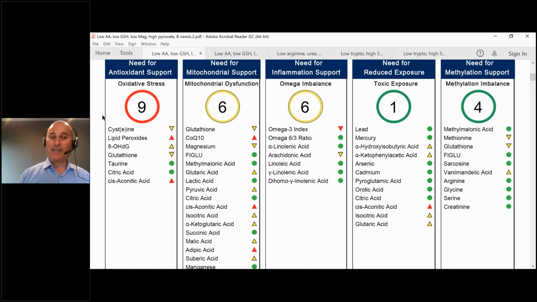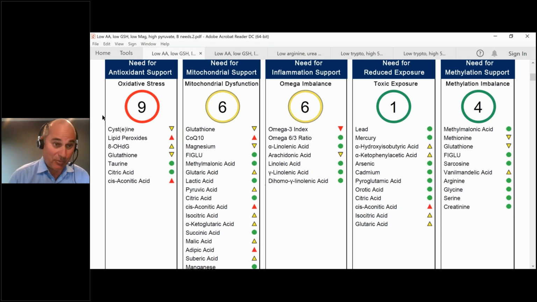saying. Now you're thinking my lead treatment, my number one treatment is going to be antioxidants. And then you're thinking, I wonder which ones. Well, then you look down there, you can see glutathione is low. So I'm going to want to support glutathione, either by giving them glutathione or giving them N-acetylcysteine and glycine, maybe even glutamine.